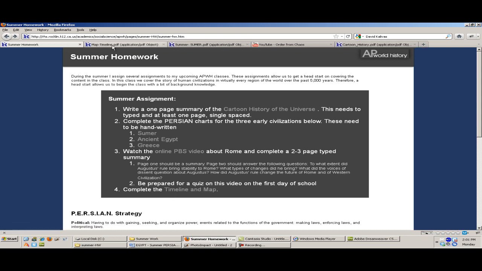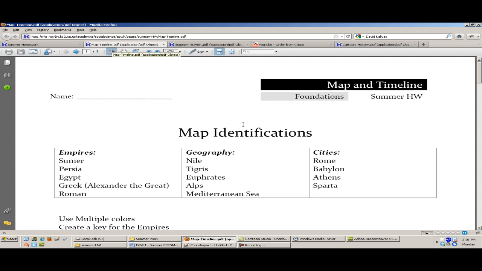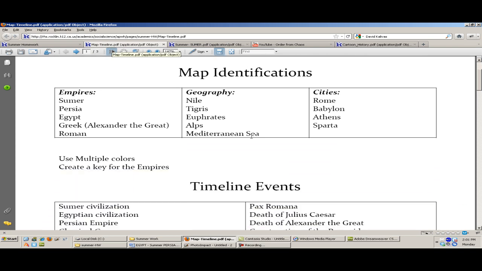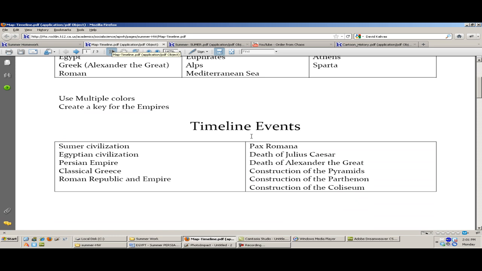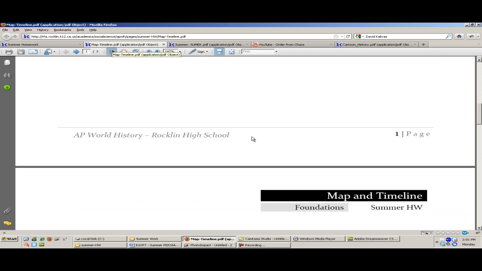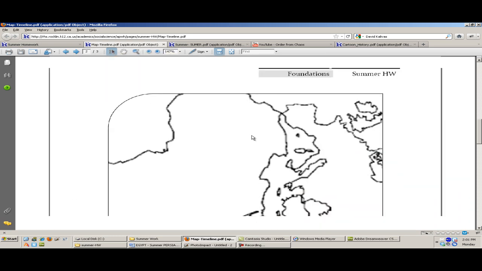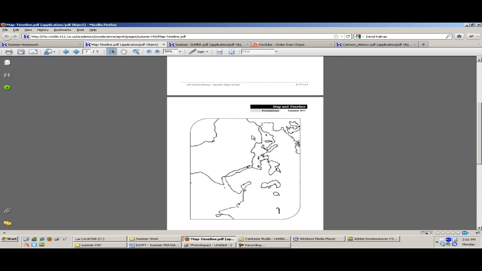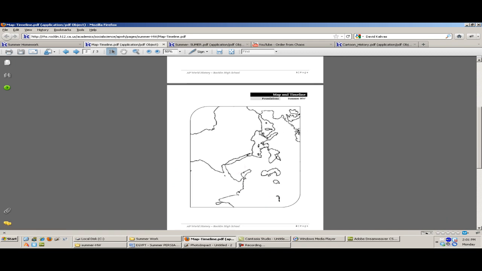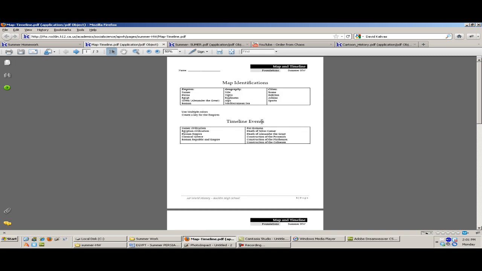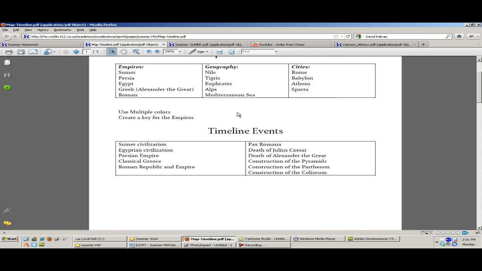When you click on that, it'll open up this PDF, and here are some map identifications and some timeline events that you're going to do. Let me scroll down a little bit here. You can see I've included, let me zoom out a little. So here's going to be a map. This map is rotated, so you'll just turn it the other direction. You can see here's Africa, Asia, and Europe. There's the Italian boot. And what you're going to do is start to identify these particular things.